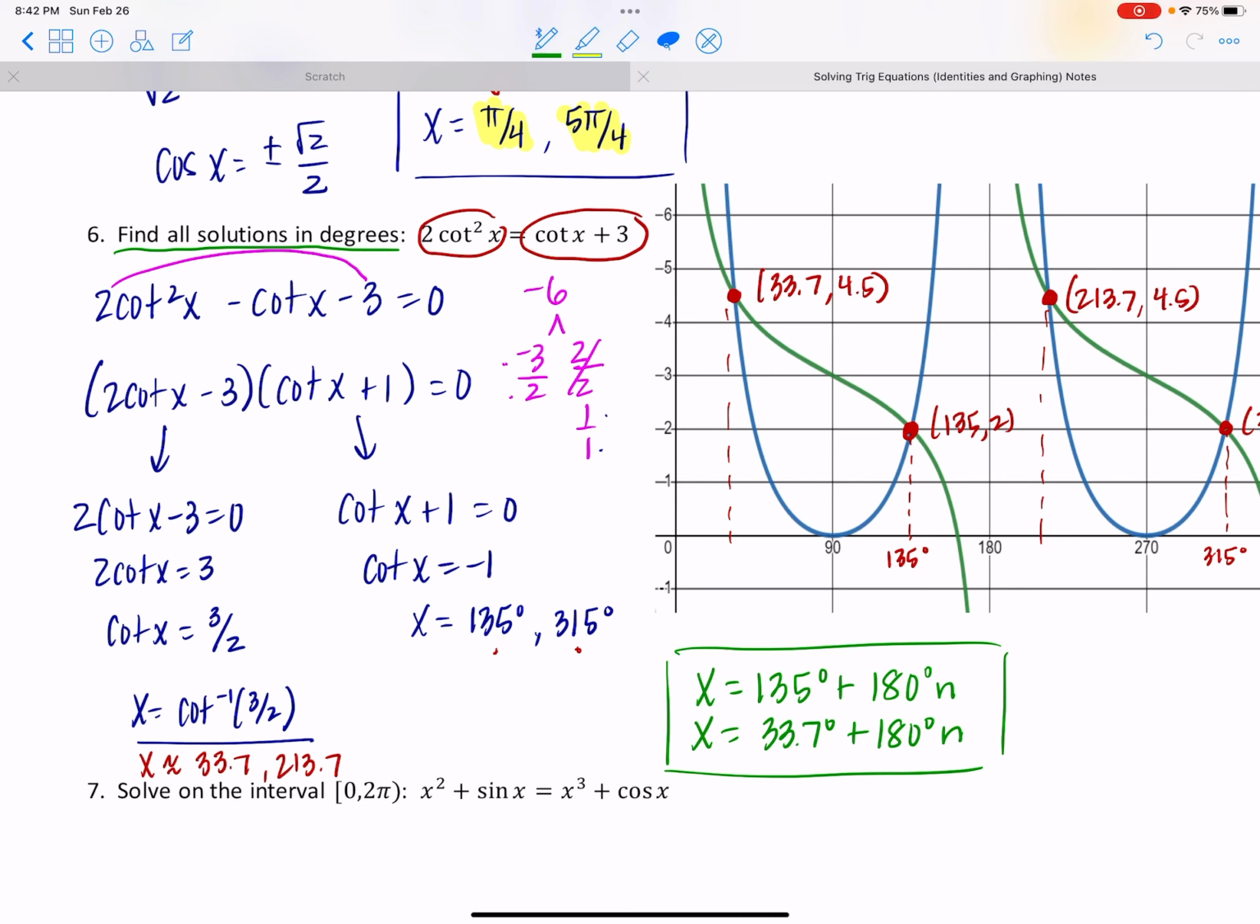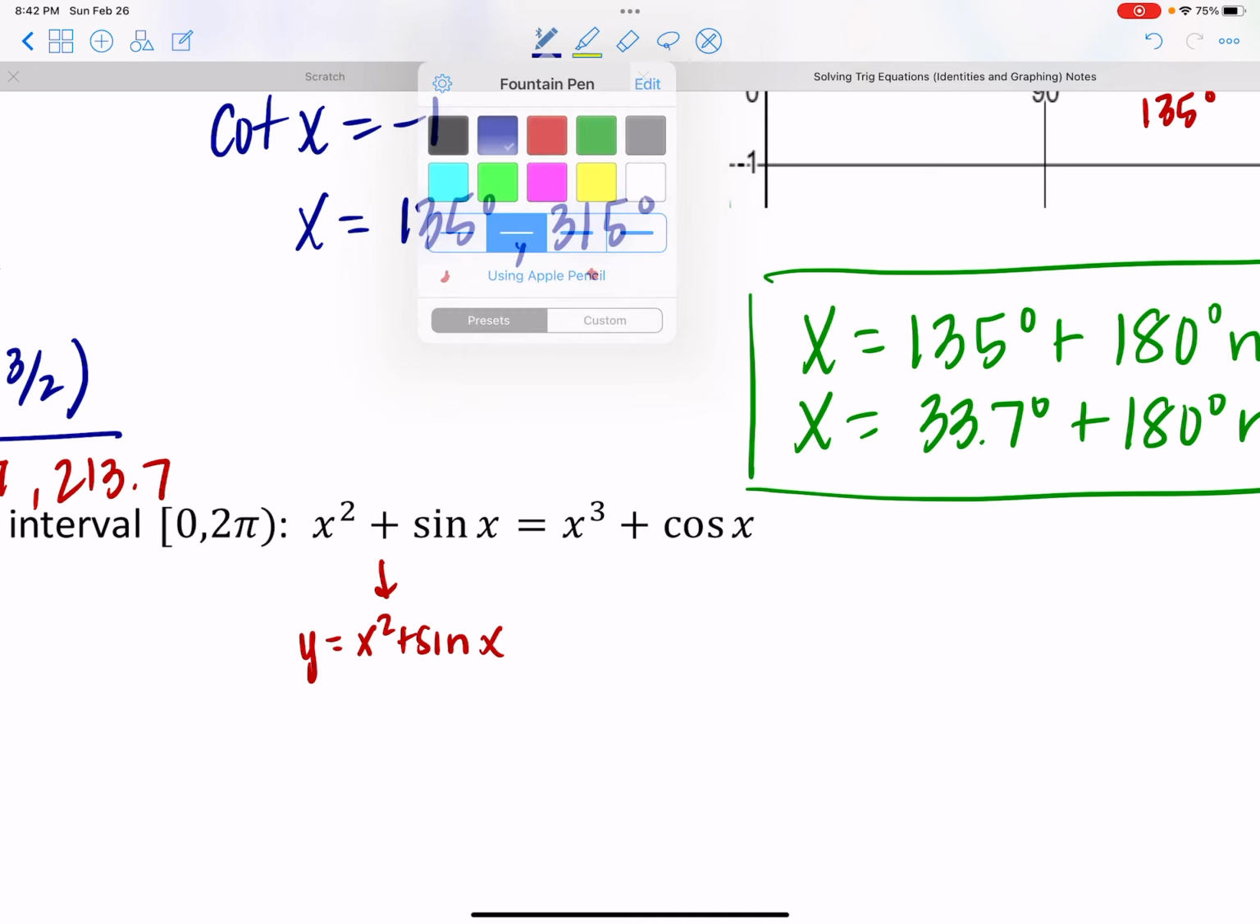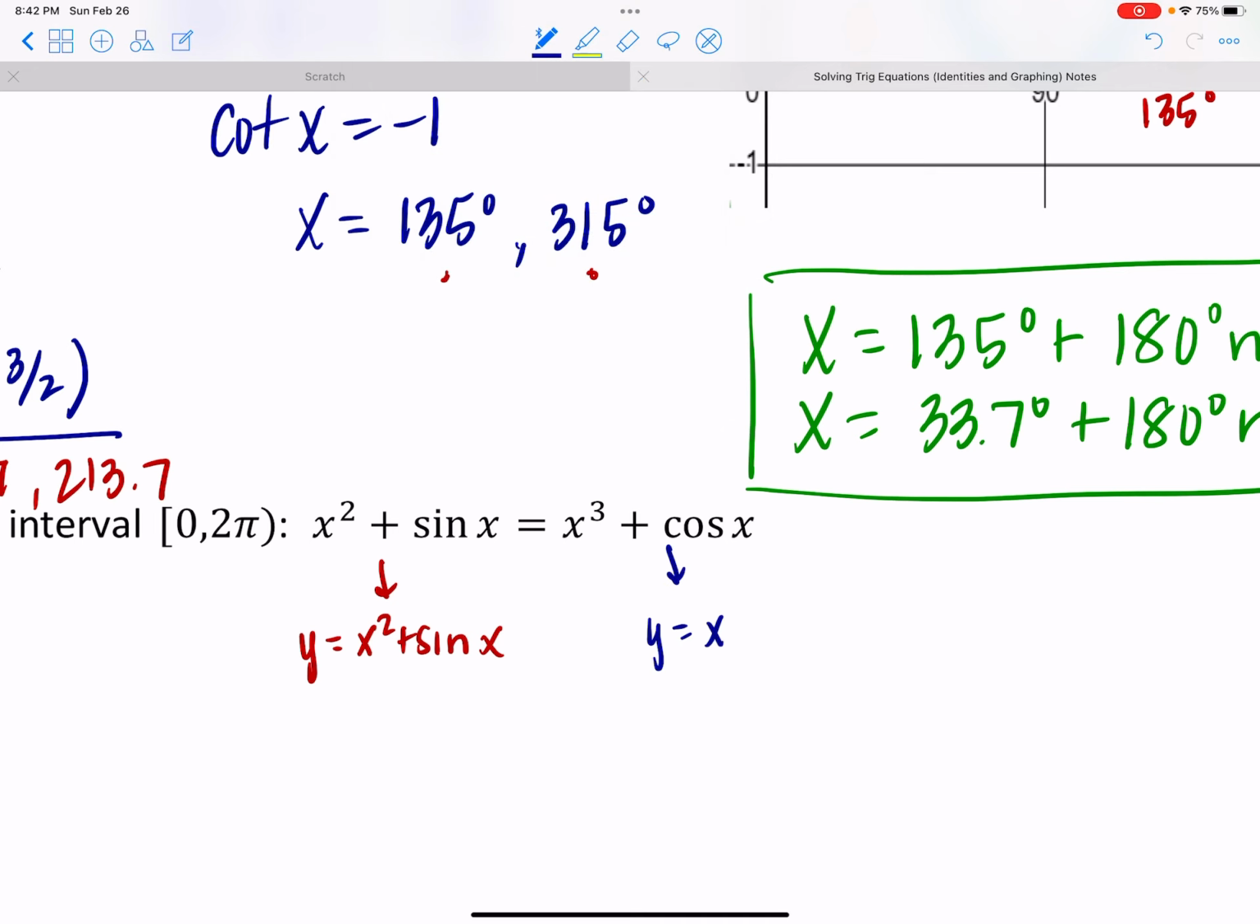All right, so let's look at number 7. Even if I wanted to do number 7 by hand, it's not going to be an option for me. We're not going to be able to solve this, in our current state of mathematical skill, when we have sine and cosine and a cubic and quadratic function in there. So what we're going to do is strictly go to our graph. I'm going to call this y equals x squared plus the sine of x, and I'm going to call this side y equals x cubed plus the cosine of x.